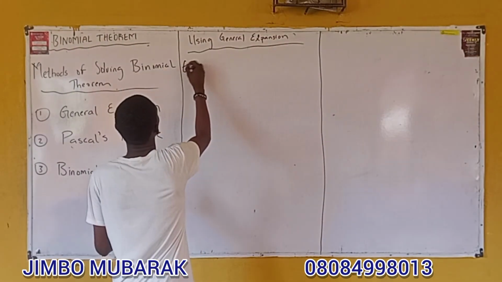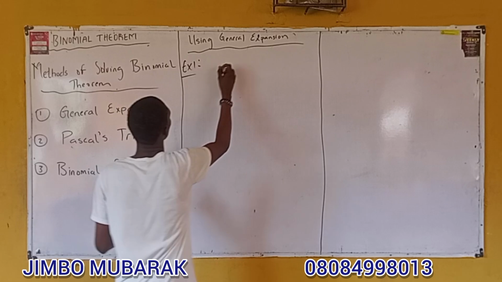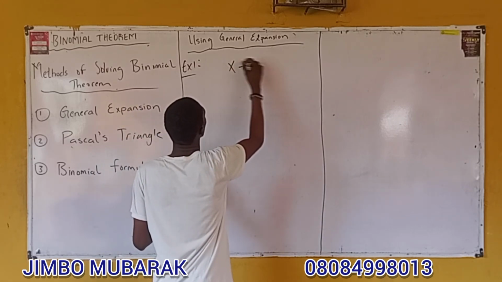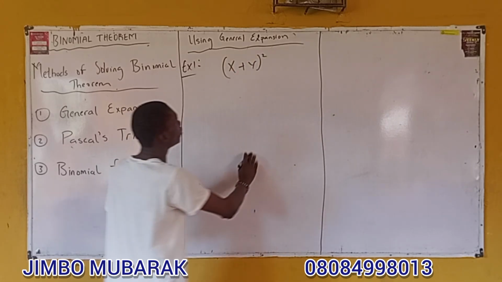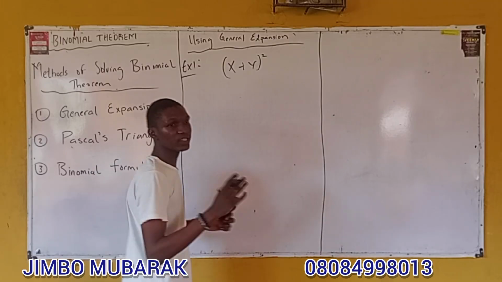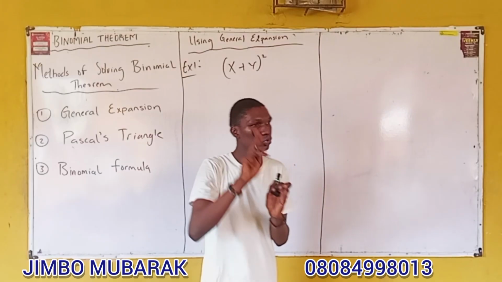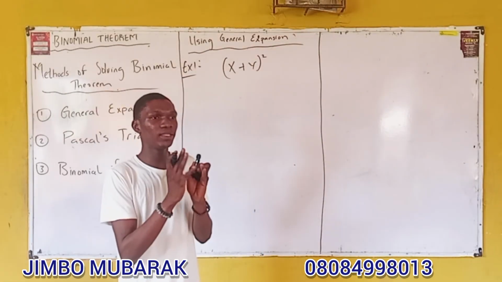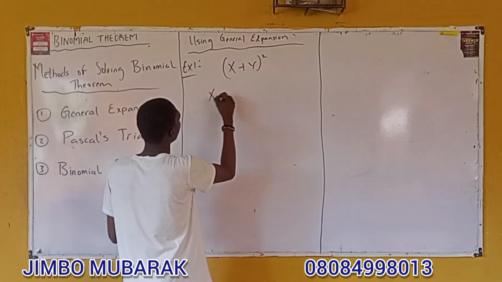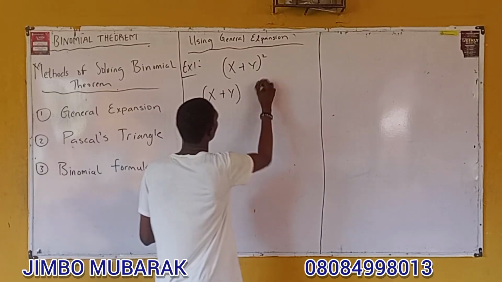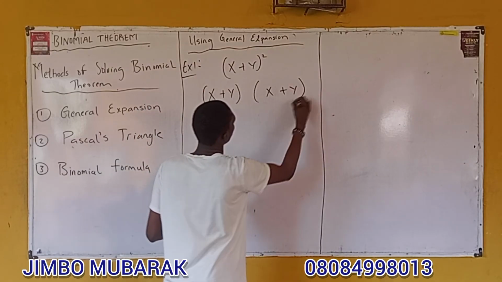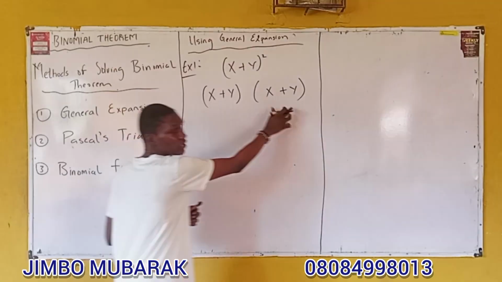For example one, say we have x plus y raised to power 2. What they are telling us is that you want to multiply x plus y twice. You want to multiply them together. So that's x plus y, x plus y. We've separated them. We now have two terms.